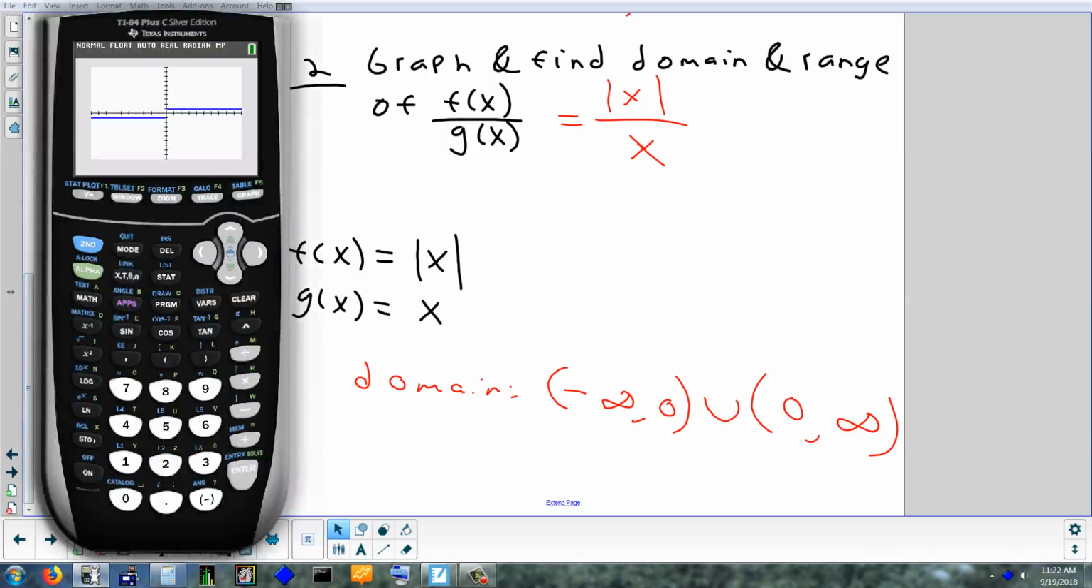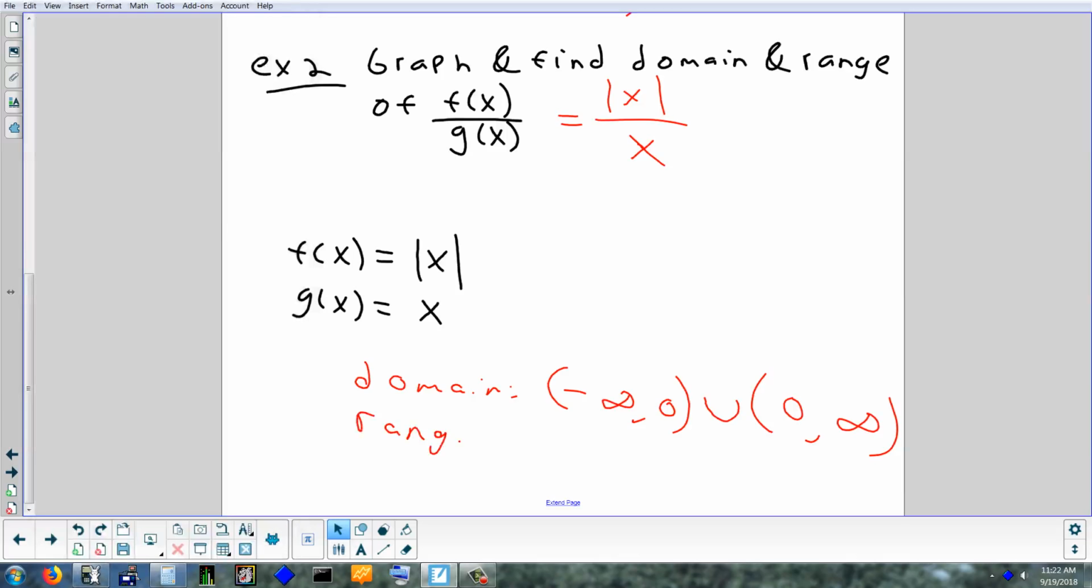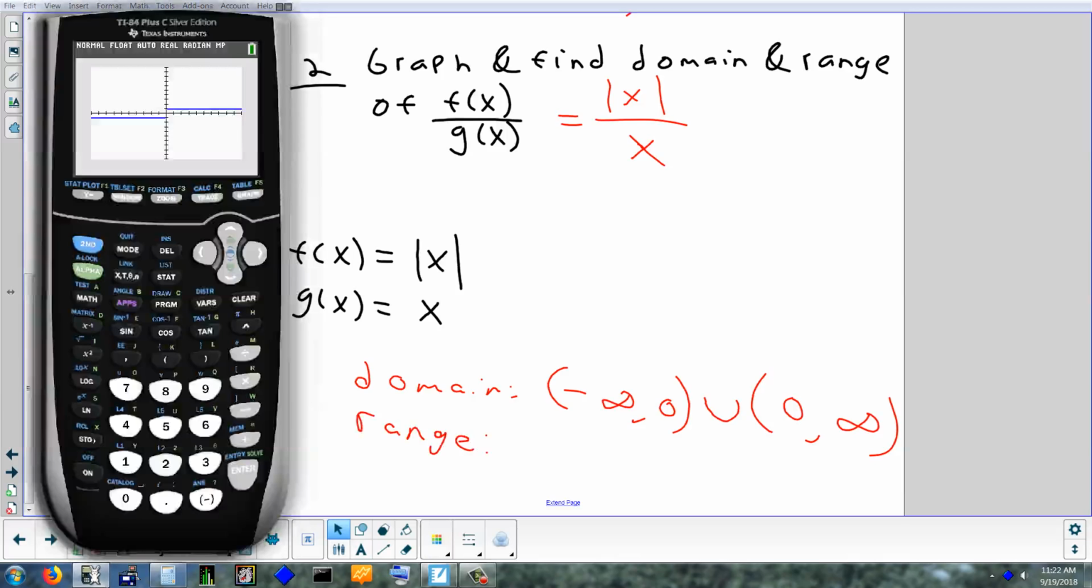Now, the range. What are the y values that we get here? There's not really a lot of them. Yep. 1 and negative 1. So this is actually an example where we can list every single number that's in the range because there's only 2. 1 and negative 1.